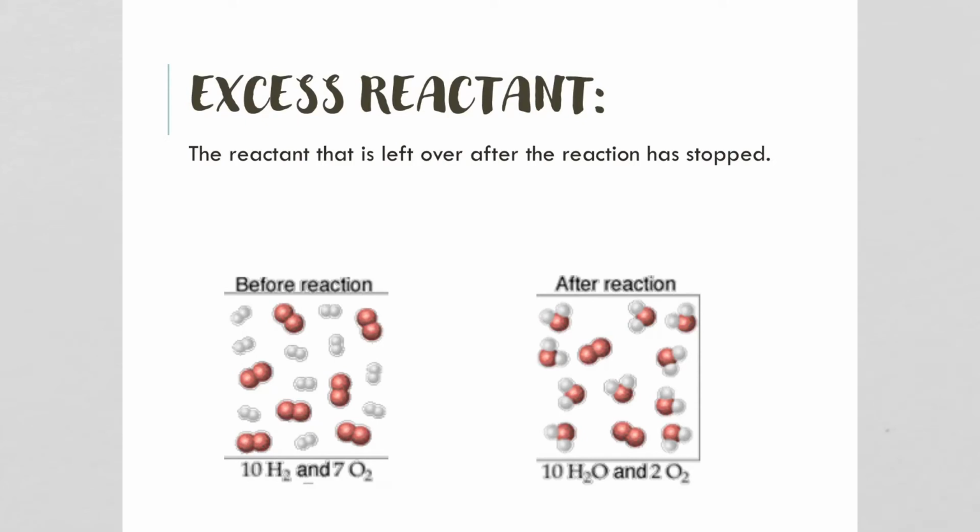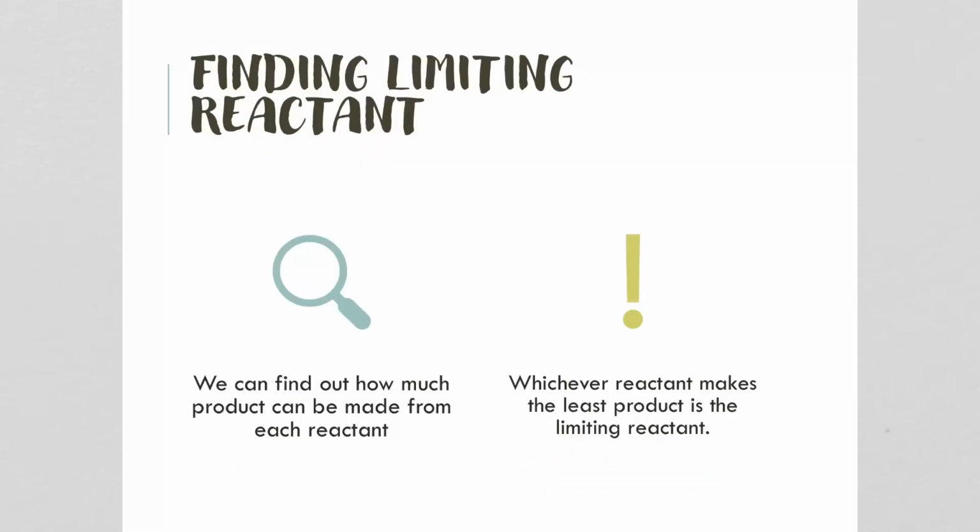The excess reactant is the one that has some left over after the reaction has stopped. In the same example, we had 10 hydrogens and 7 oxygens. We reacted all of the hydrogen to produce water, but we had 2 oxygens left over. So to find the limiting reactant, we can find out how much product can be made from each reactant. We'll take a look at the 2 values of reactants, or 3, depending on how many reactants are involved, and then decide how much product each will be able to make. Whichever one makes the least product will be your limiting reactant.